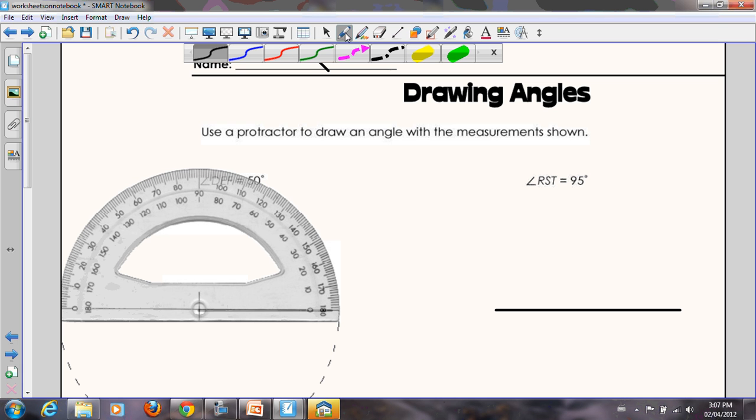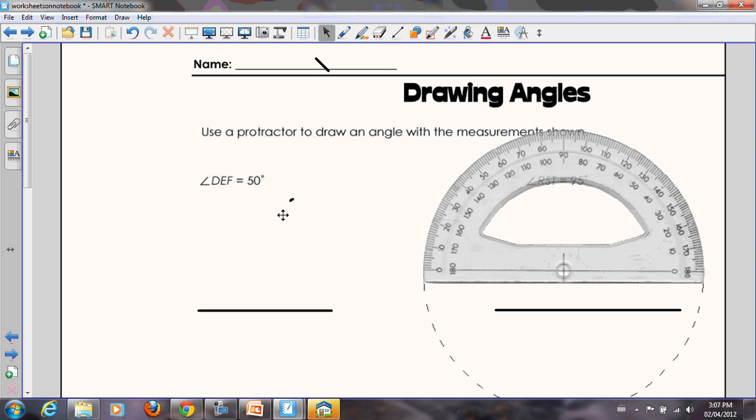Now I'm asked to draw a 50-degree angle. So I'll start at 0, 10, 20, 30, 40. There's 50 degrees right here, and I'm going to put a little tick right at 50 degrees. I'll move my protractor out of the way, and I'm going to get a ruler to connect this point right there to this line right there. Now with the use of a computer, I can draw a pretty straight line pretty easily. I just got to make sure it goes through the dot that I just marked.